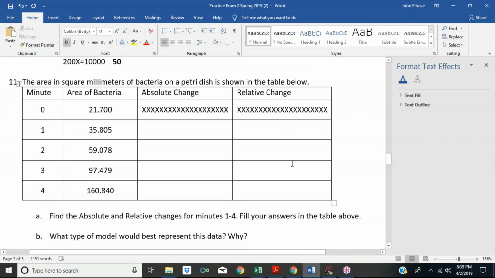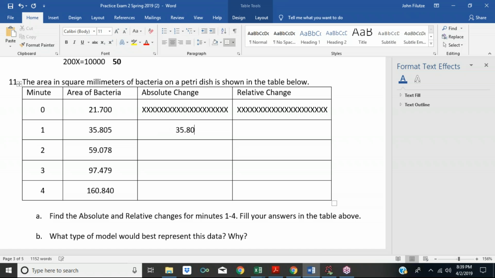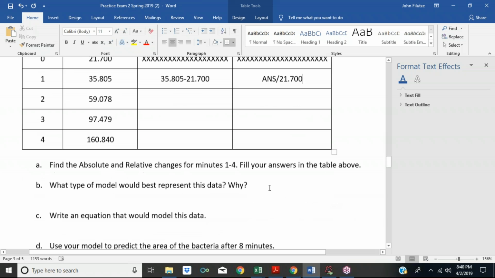All right, we have to move along a little quicker. So number 11 asks us to find the absolute and relative change. And so the absolute change, just remember, I'll show you one. It's subtracting the new minus the old. And then that one is taking your answer divided by the old. Okay, that's how we do these for this table.